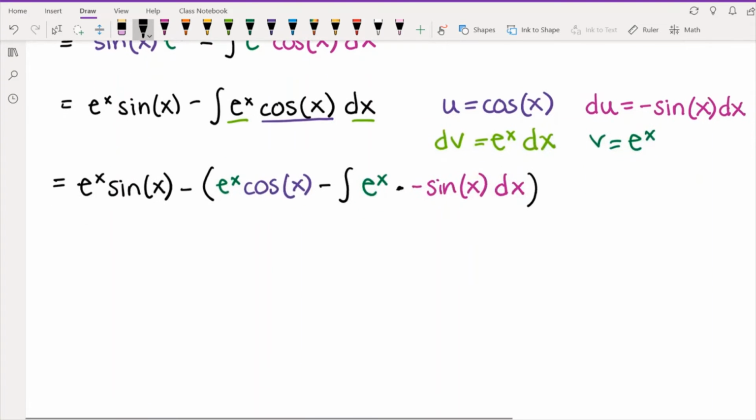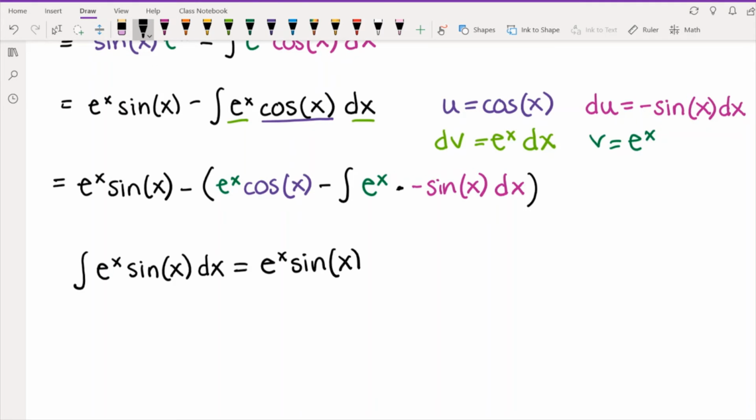Okay, I'm going to just simplify this a little bit. All along I'm just writing equals, equals, equals, but let's put in actually what our original integral was, right? Our original integral was e to the x times sine of x. So now what we have is the integral of e to the x times sine of x dx, I forgot that, is equal to the following. It's equal to e to the x times sine of x minus e to the x times cosine of x.